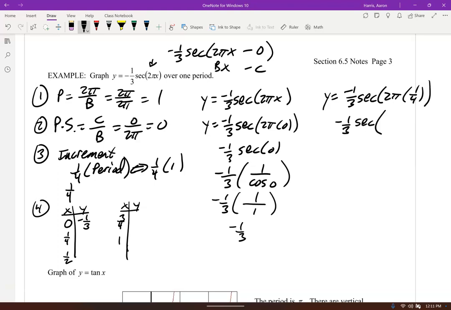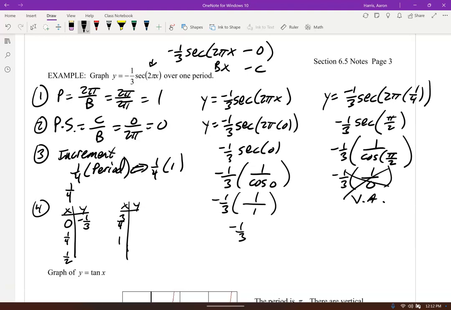So I got 2 pi over 4, or pi over 2. So I got negative 1/3 times 1 over cosine pi over 2. Remember, the cosine of pi over 2 is 0. I cannot divide by 0. Can't do this. So I have a vertical asymptote right there. That's where my vertical asymptote is.